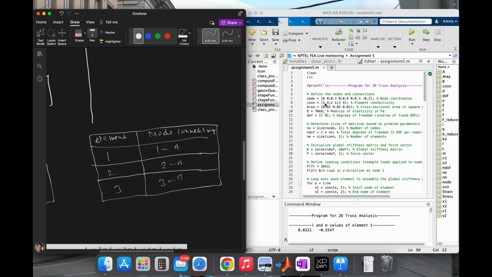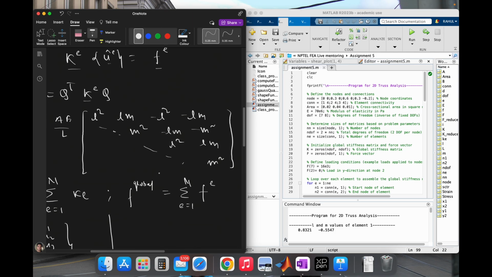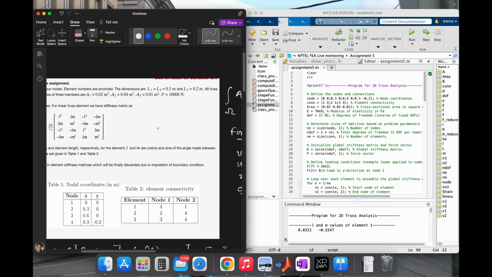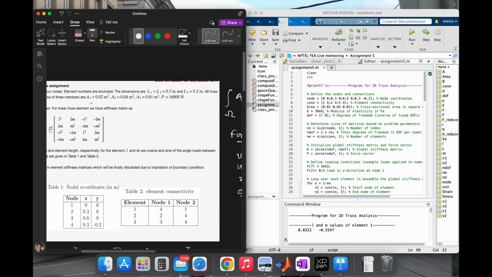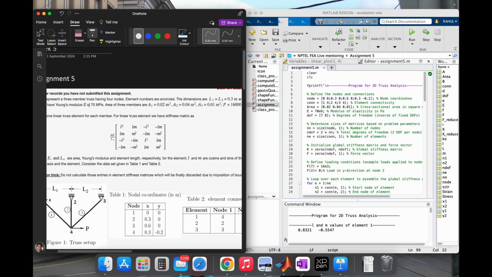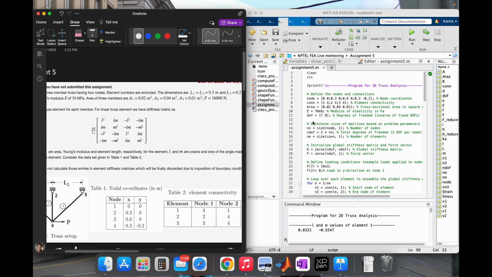So this one is element 1, which is connected by nodes 1 4. This is element 2, which is 2 4. This is element 3, which is 3 4. Also, for each element the area is changing. So for element 1 it is 0.02 meter square, element 2 has area 0.04 meter square, and for element 3 it is 0.01. And the modulus of elasticity is also given, that is 70 megapascal. Everything I have written is in SI units, so I have converted megapascal by multiplying by 10 raised to the power 6 to convert into Pascal.